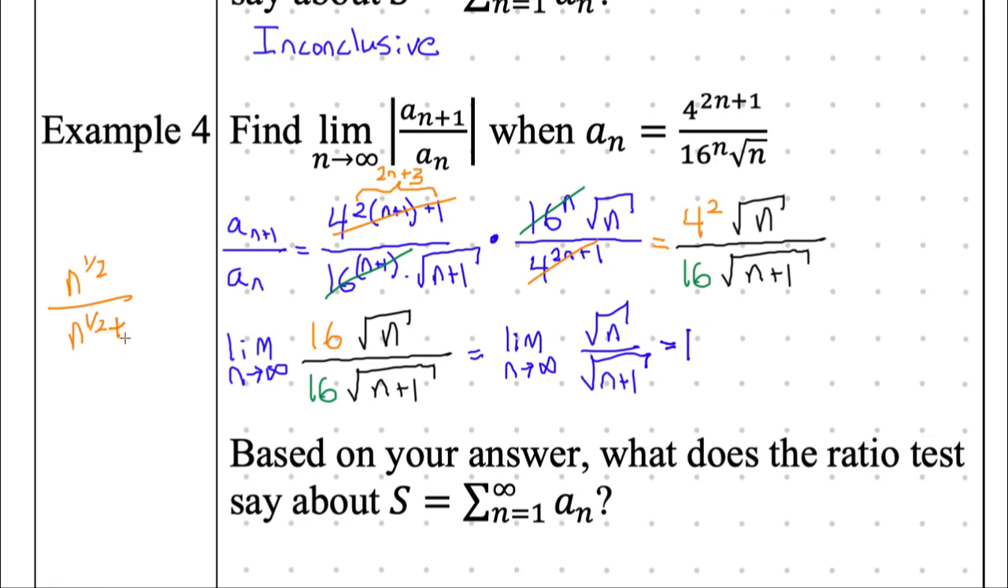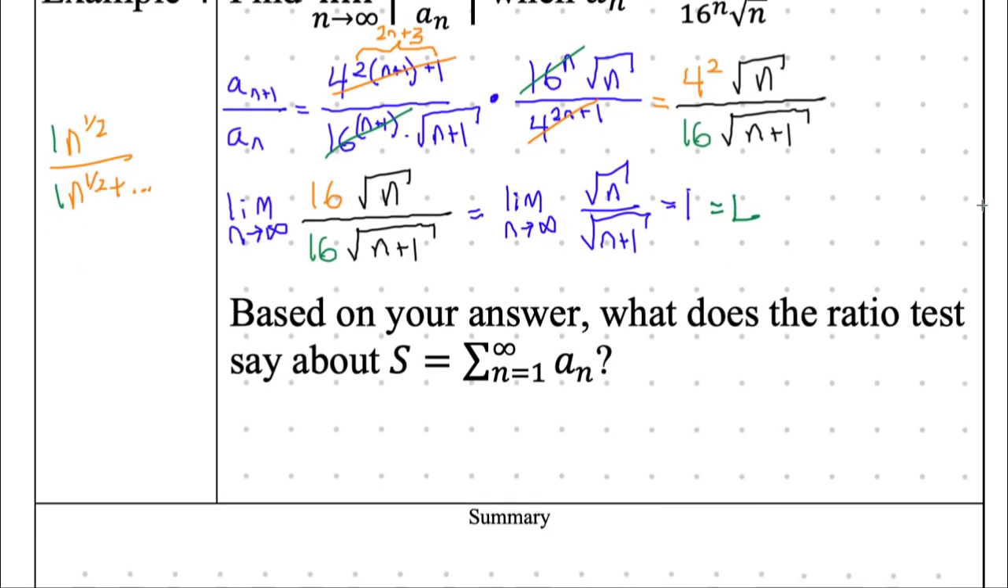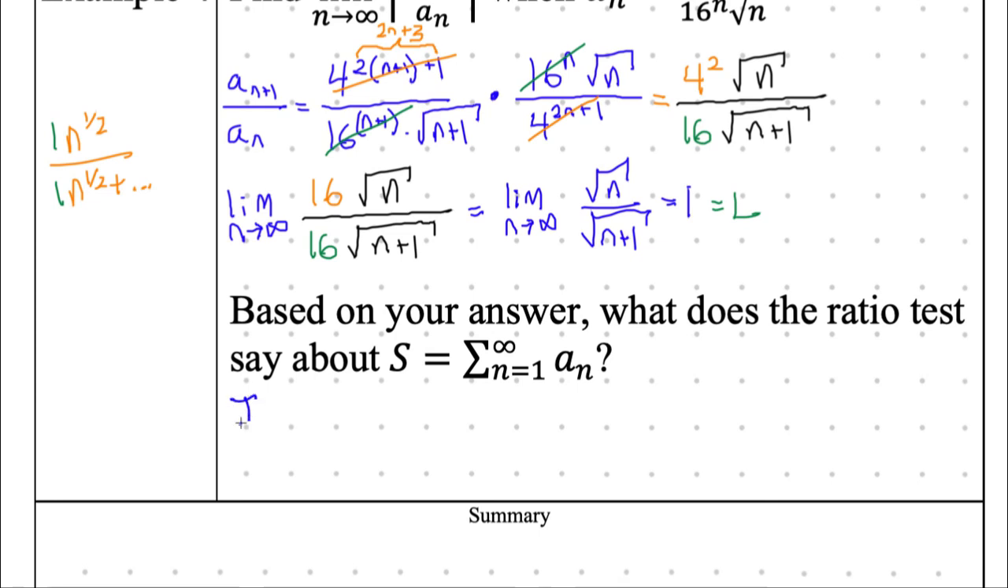Plus dot dot dot. And the coefficients here are an invisible 1 and 1, which is how I got the 1 here. This degree and this degree are the same in the numerator and denominator, and therefore I take the ratio of the coefficients, 1. All right, and this is equal to our value of L. Once again, it is inconclusive. So I come down here and say inconclusive.